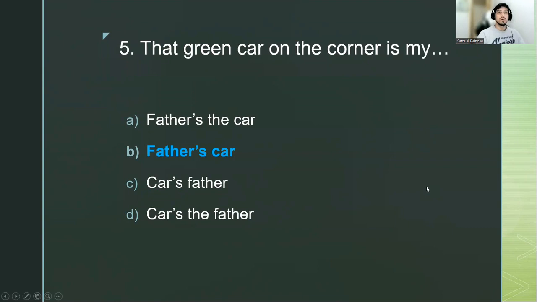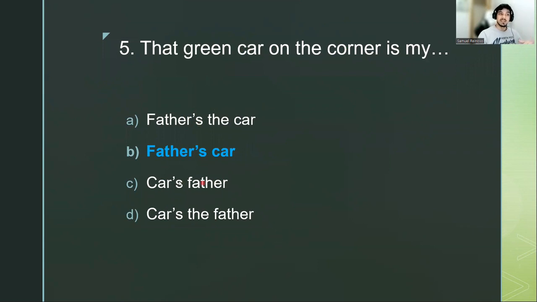The green car on the corner is my father's car. Okay, let's see. This is what we call Saxon genitive, okay? So we use this structure when we want to express the owner, possession, okay? So father's car. In English, we start reading this structure in the opposite way, like in Spanish, al revés, okay? So we don't say the green car on the corner es mi padre el coche, coche el padre, okay? We don't read it like that. We start here, okay? El coche de mi padre.